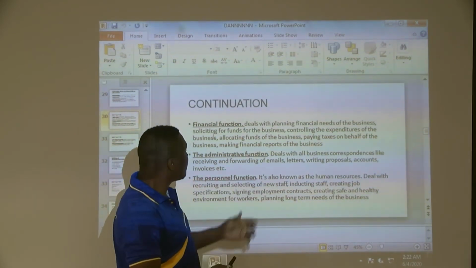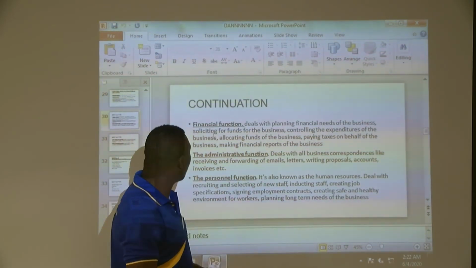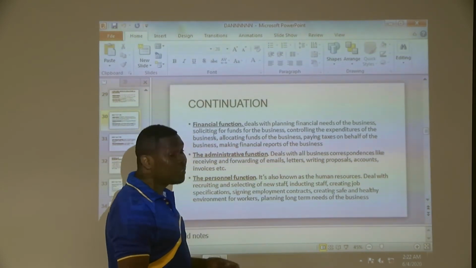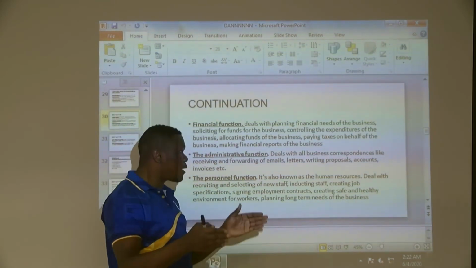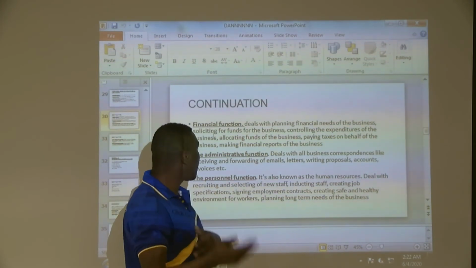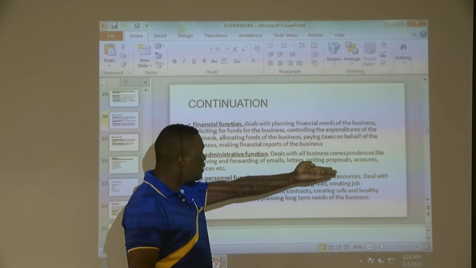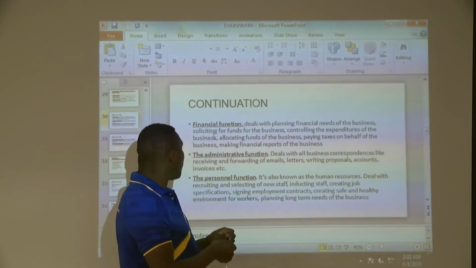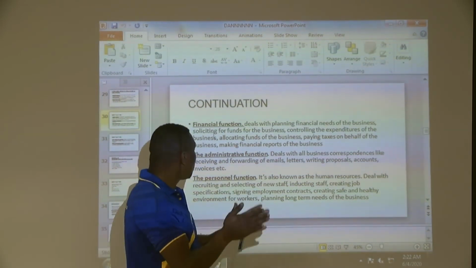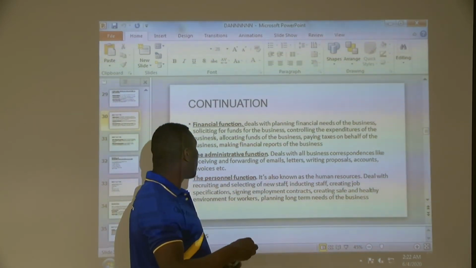The administrative function is basically saying they deal with business correspondences, for example, to receive and forward emails, letters, writing proposals, accounts, and invoices. This is basically what we call administrative work. You deal with correspondences. For example, the emails that the company receives from the clients, and then the forwarding of emails to clients, project proposal writing, and then checking up or looking into the invoices of the company and things like that.